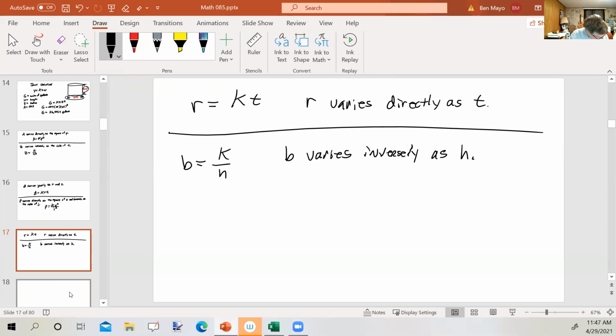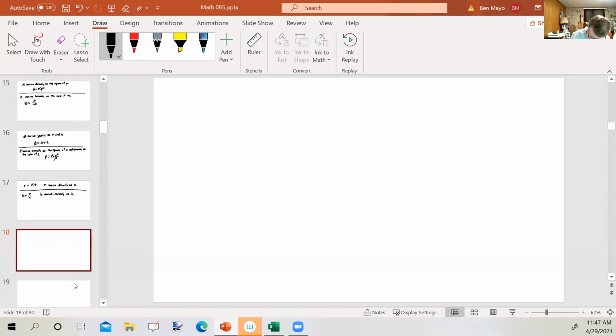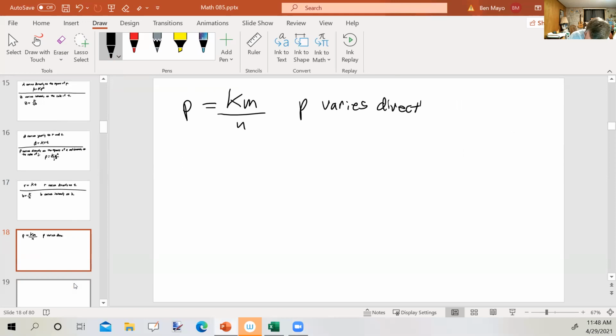And let's see here. P equals k m divided by n. So we would say P varies directly as m, and inversely as n. So again, we've got more than one type of variation going on.